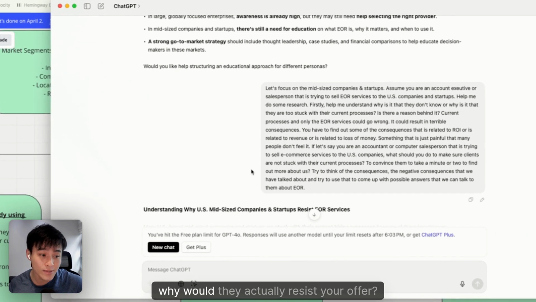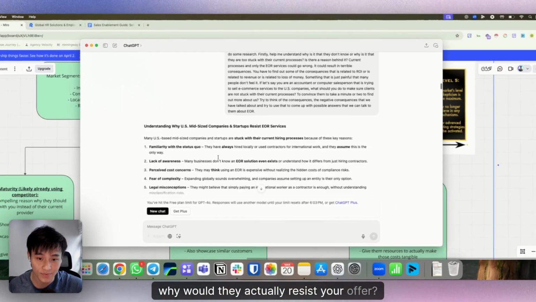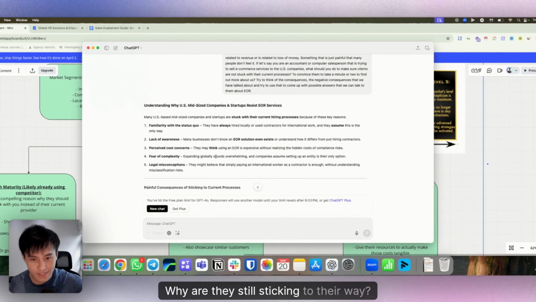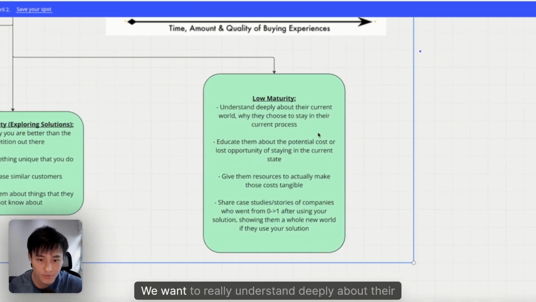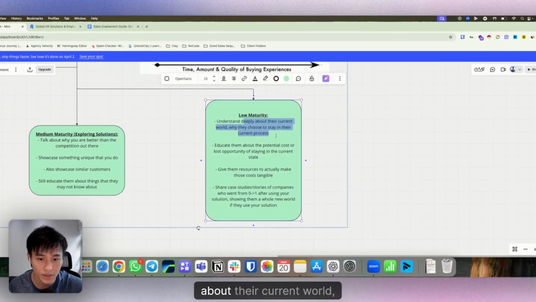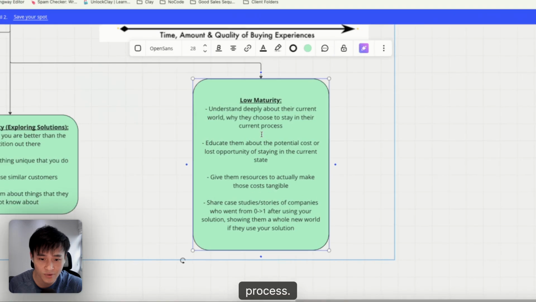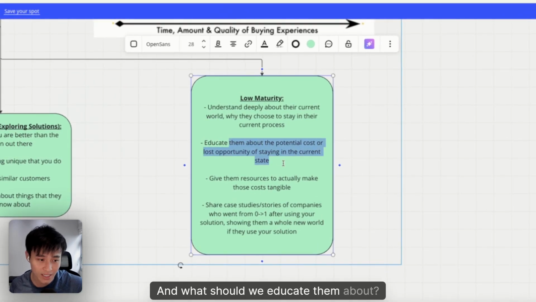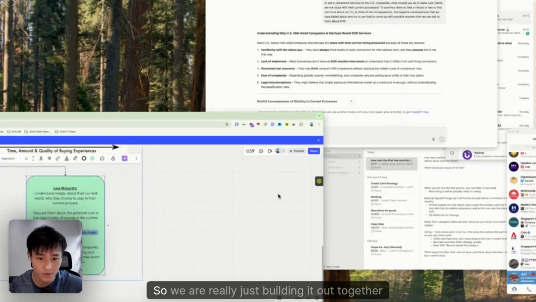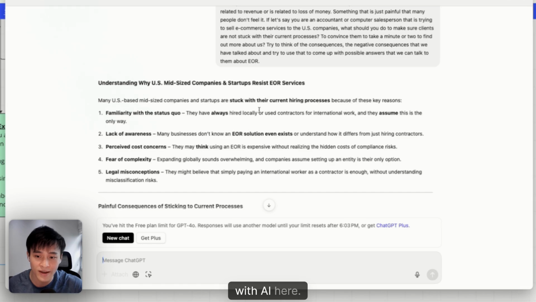Number one, why would they actually resist your offer? Why are they still sticking to their way? Because again, think about it. We want to really understand deeply about their world, about their current world, why they choose to stay in their current process, and what should we educate them about? What resources should we give to them? So we are really just building it out together with AI here.